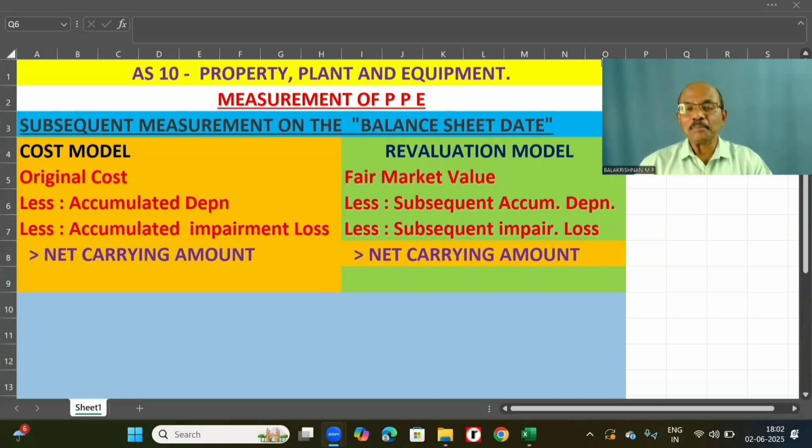Okay. But there are drawbacks. Companies must also consider that revaluation gains go to revaluation reserve, not profit and loss. Revaluation must be done regularly, which increases cost. Example, professional valuation. Further, revaluation can introduce volatility in the financials if asset value fluctuates.